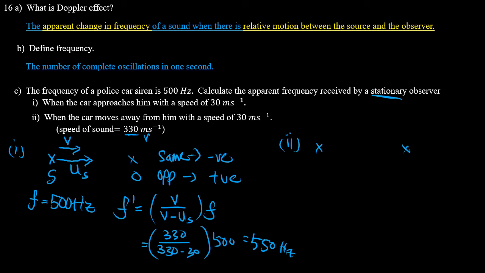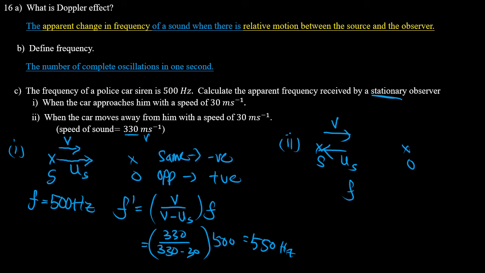Okay, now we go for the second calculation part, which is when the car moves away. So still we have a source and observer. The speed of sound is always pointed towards the observer, and now the car moves away. So your Vs is moving away from the observer, so your Vs is in the opposite direction to V. Opposite means positive value.